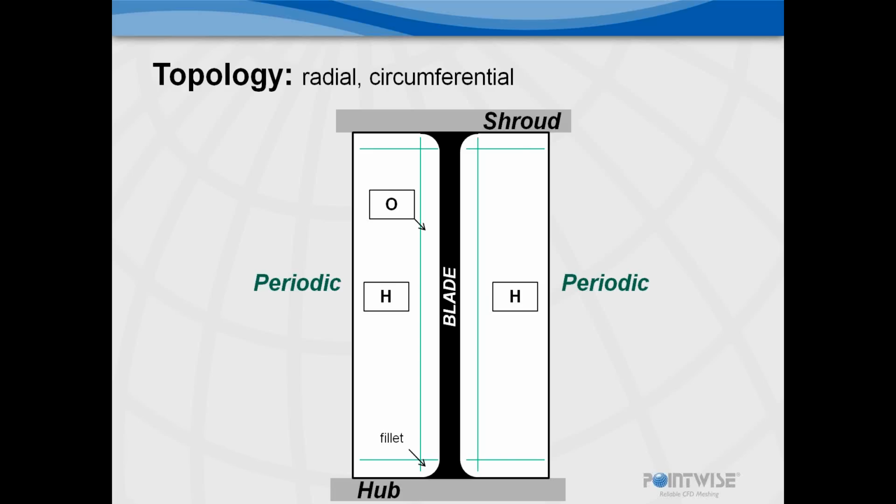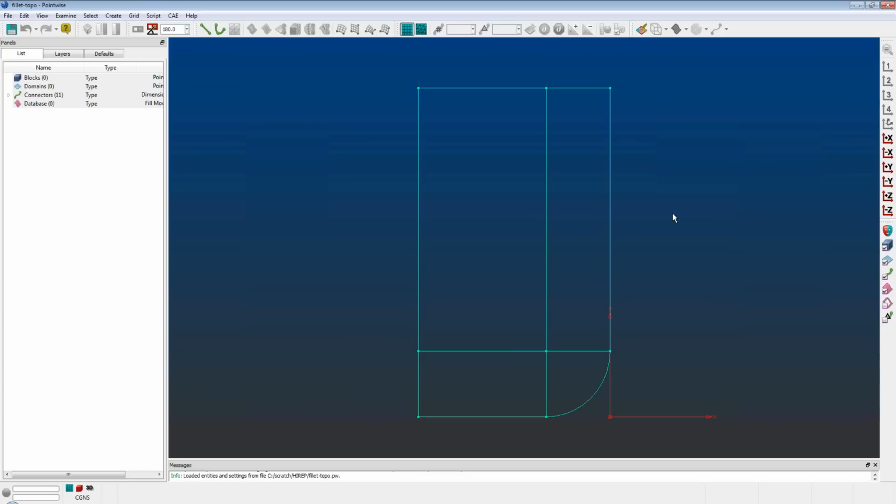So I'm going to use a simple example in Pointwise to highlight the problem where trying to get an H block in the fillet is pretty tough, and I'm going to show you a technique to solve that problem. So I previously created some curves in Pointwise that represent the topology I was just talking about. Here I'm just showing half.